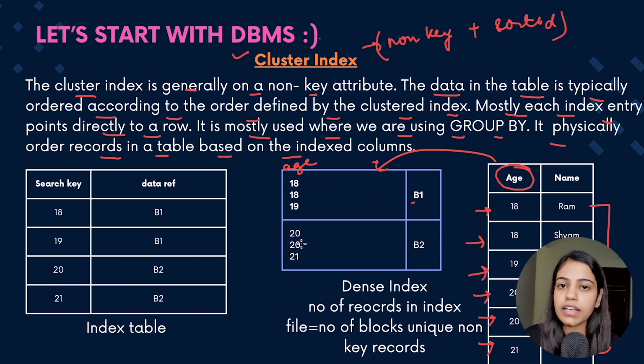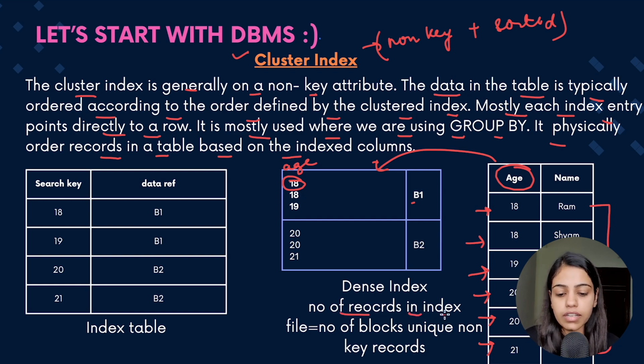Now here we'll be doing a dense indexing because we can see that the data is sorted but there is duplicate data, as well as it being a non-key attribute. So we need to do a dense indexing here. Now in the dense indexing, what we will do is we will only provide the entry for the unique non-key attributes. We won't go ahead and provide an entry for 18 2 times, 19 1 time, again 20 2 times. We'll only provide for the unique entry.